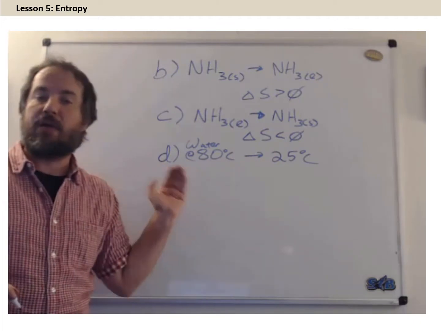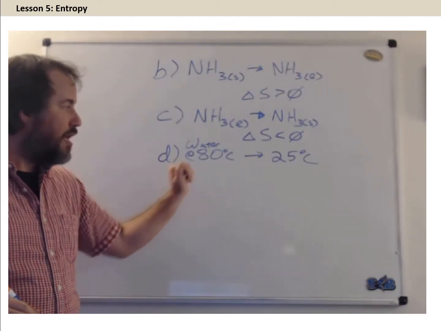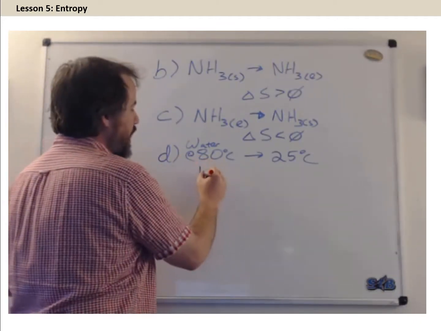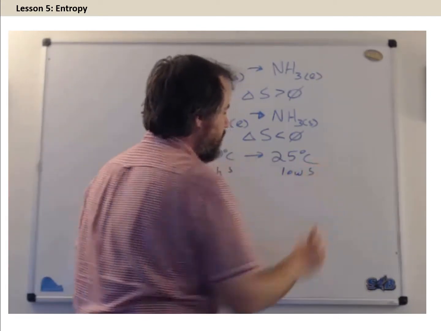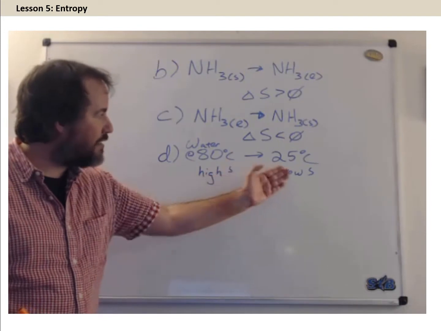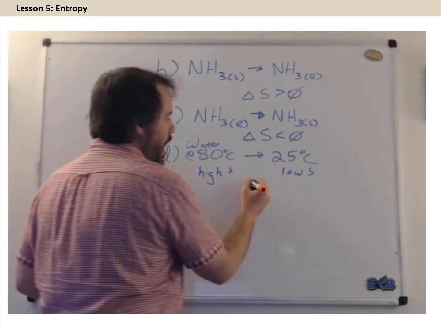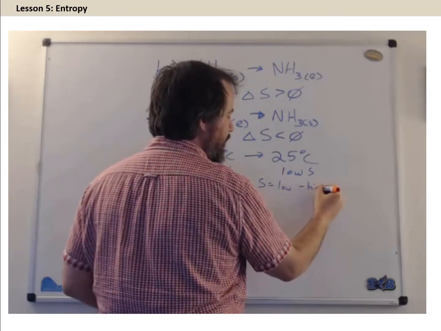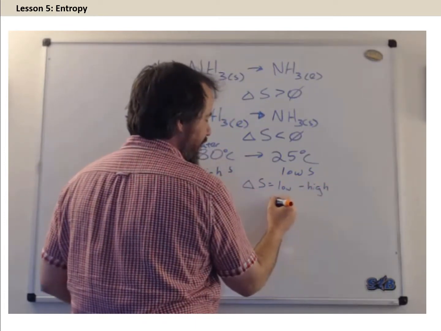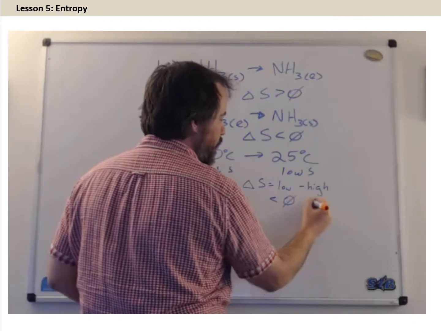Water at 80 degrees is going to be more disorganized, so it'll have a high S, whereas this will be low S. So I'm going from high S to low S, which is low minus high. So this is going to be less than 0, or negative.